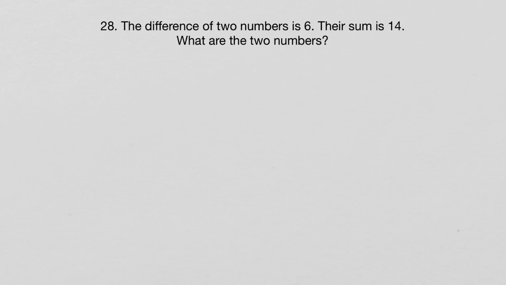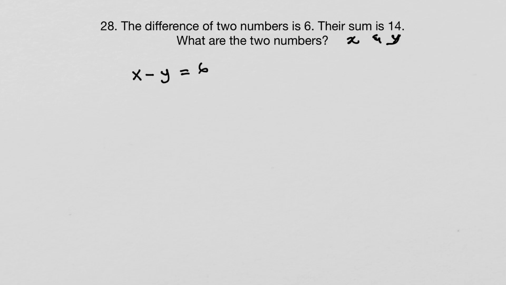Question 28. The difference of two numbers is 6. Their sum is 14. What are the two numbers? This is a very common word problem you should know how to solve. Since we do not know the two numbers, let us call the numbers x and y. The difference of the two numbers is 6. This means x minus y equals 6.